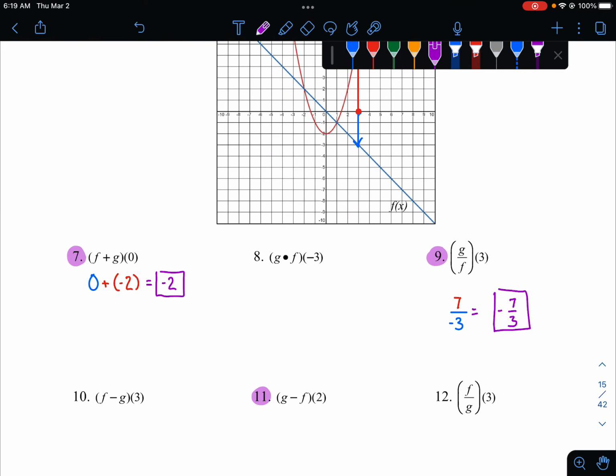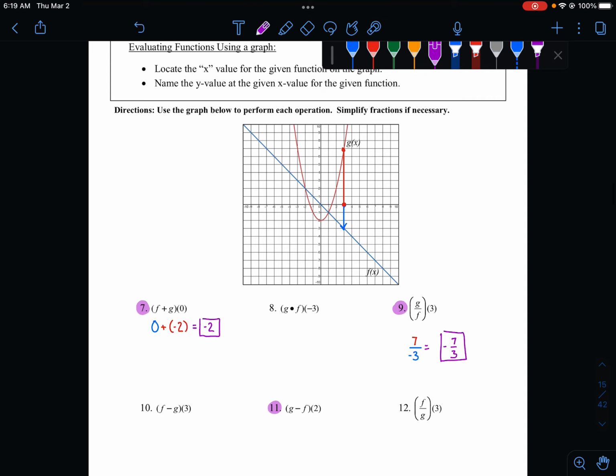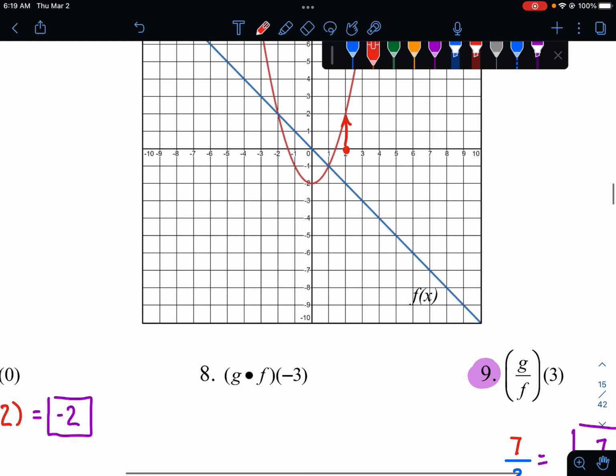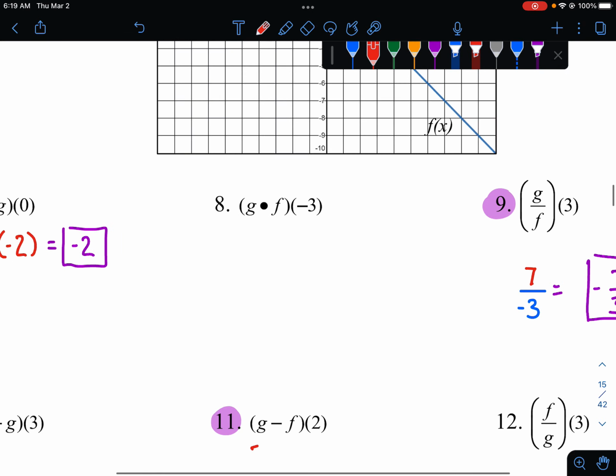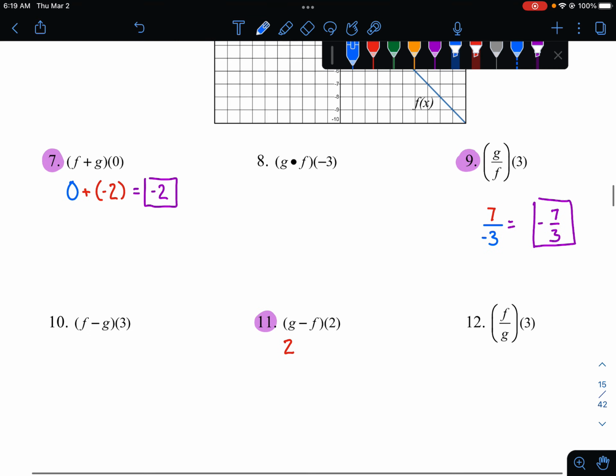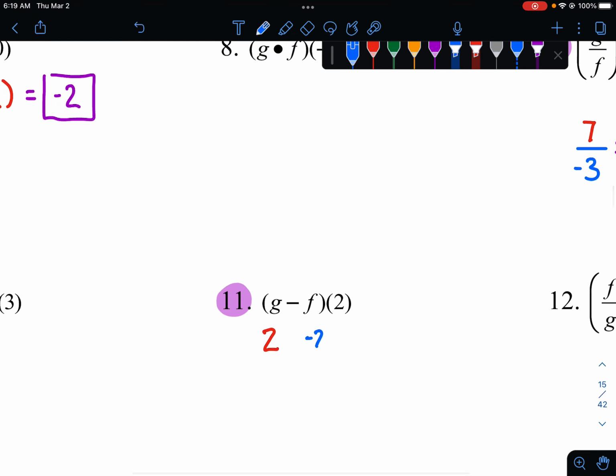That's totally fine. Now on the next one, we're going to evaluate at 2. However, g is coming first this time. So the order does matter. So at 2, we go up, and we're at +2. And then f is down here at -2. Now I want to be careful because f is -2.